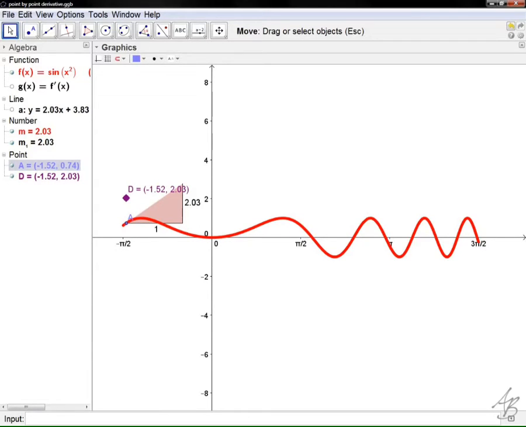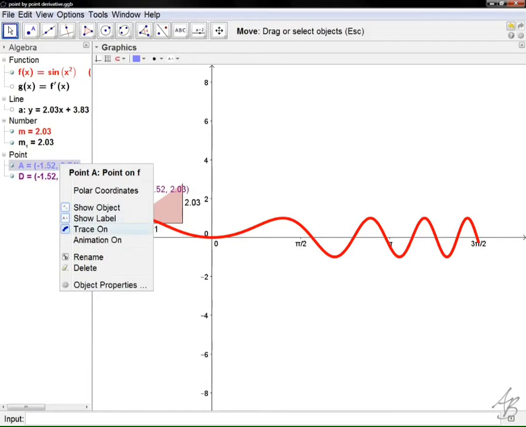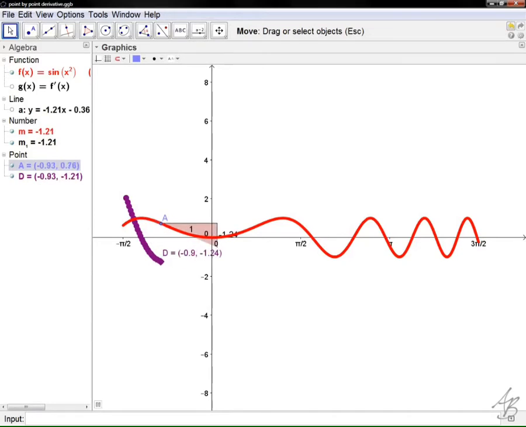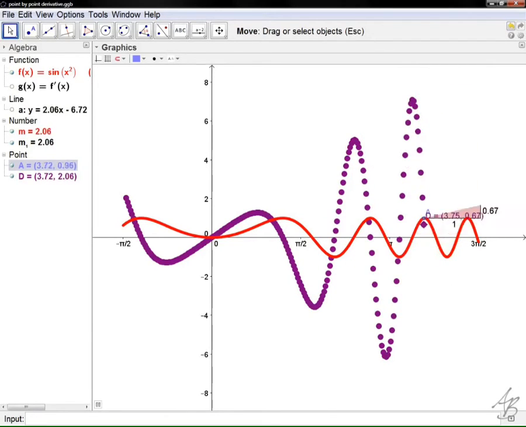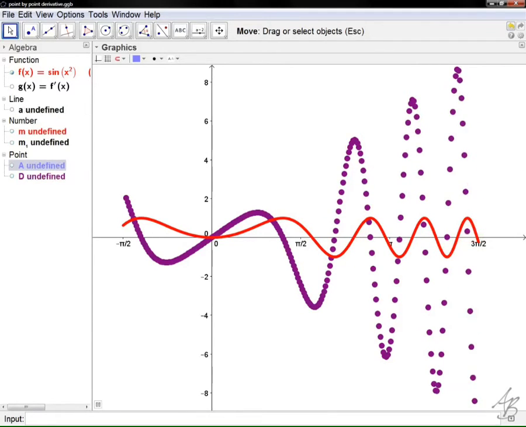So what I can do now with this is going to let us see what the derivative looks like, is I can just move A. I can move A along here, and we can see that this point on the derivative is tracing all of the slopes. Now, it's skipping some of them, so we can see here, it's pretty easy to see that this is continuous. And this is the main idea I want to get across.